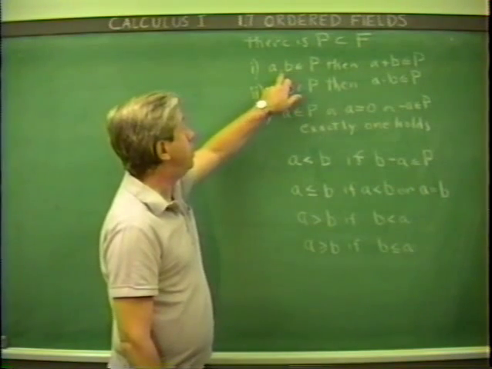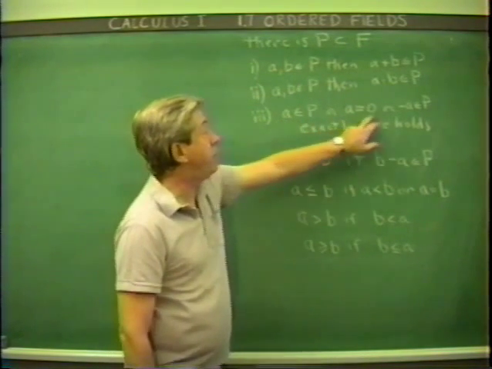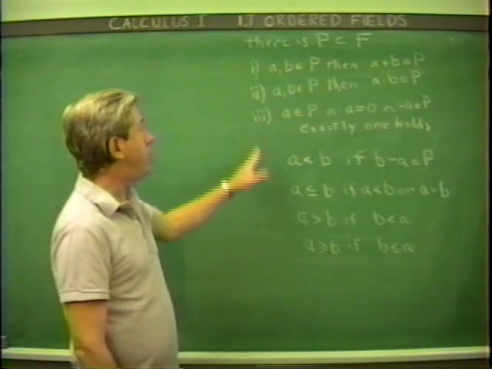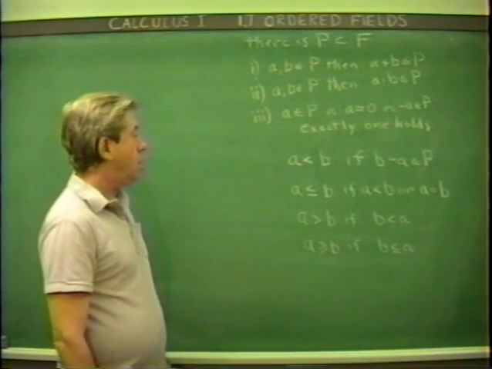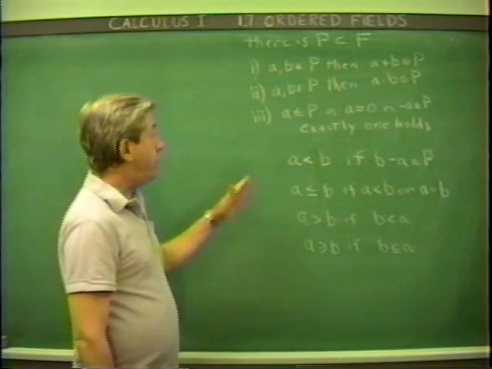Okay, so here, starting with positive elements, if you can find a set of positive elements which are closed under addition and multiplication, and so that exactly one of these three holds, then you can define an order on the field.